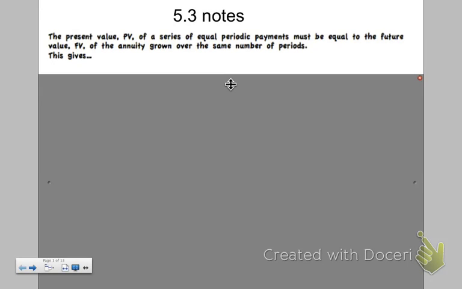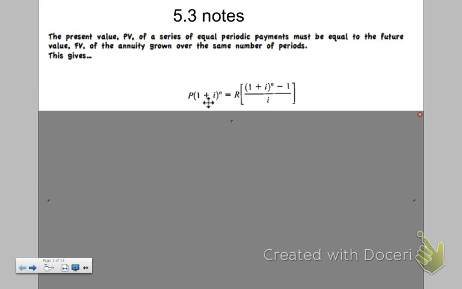Alright, so from last lesson, 5.2, we learned about annuities, and that's where you make regular periodic payments. The present value for an annuity must be equal to the future value of that annuity grown over the same amount of time. So if I'm making payments for 10 years, and I end up with a certain amount, then the present value would be equivalent to if I just took that principal and then let it sit there and just that lump sum earned interest for the same amount of time.